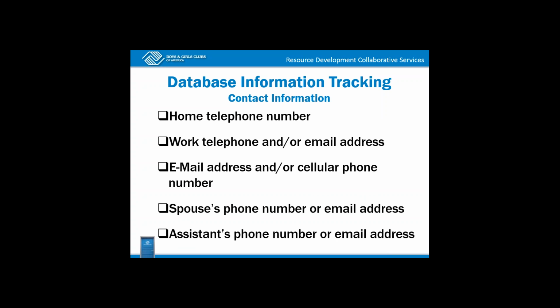In terms of contact information to track, we want to be able to contact our donors, or our donors are our future pipeline for major gift fundraising, planned giving, etc. So we have to have ways to contact them. So it's important to track home phone number, work phone number, email address, and cell phone number if you have it. Your spouse information, so spouse phone number, spouse email, even their assistant's phone number and email if they're an executive and the only way to get to them is their assistant. Those are important things to track because we want to be able to communicate with our donors.